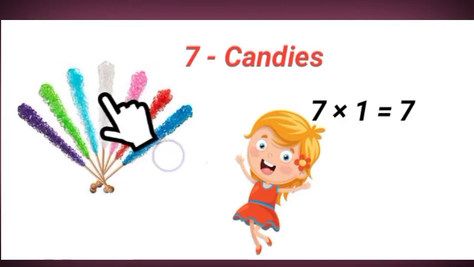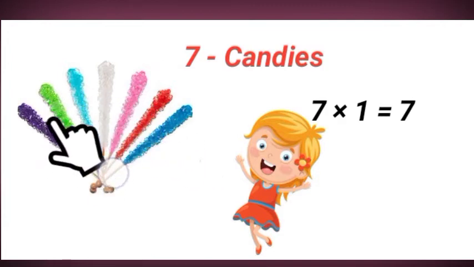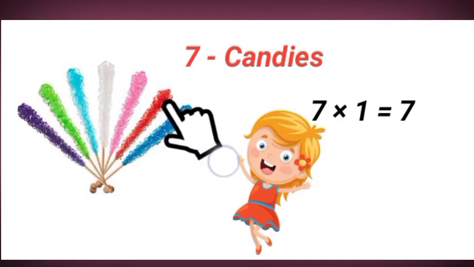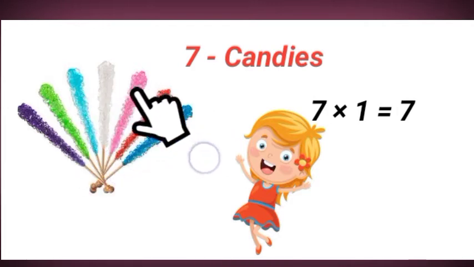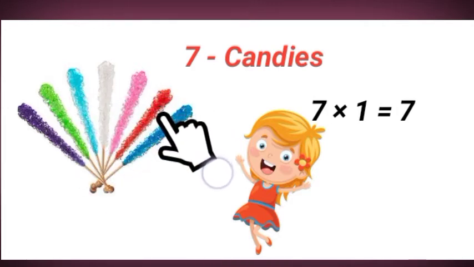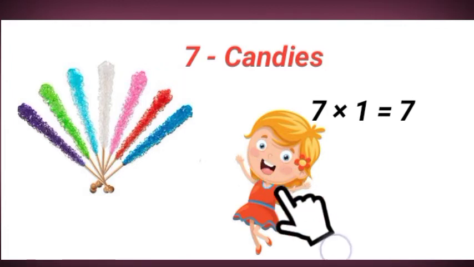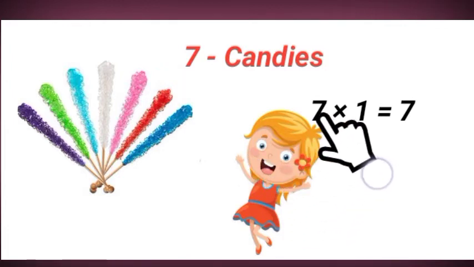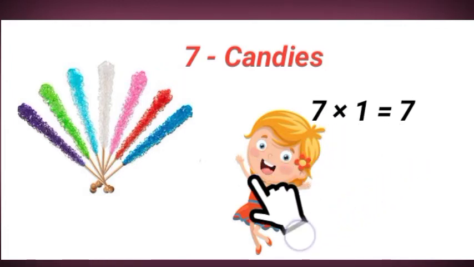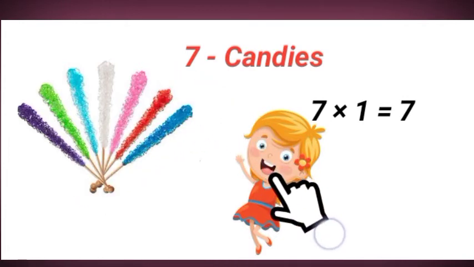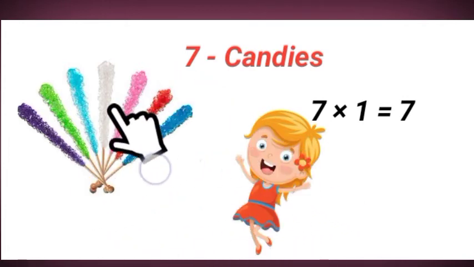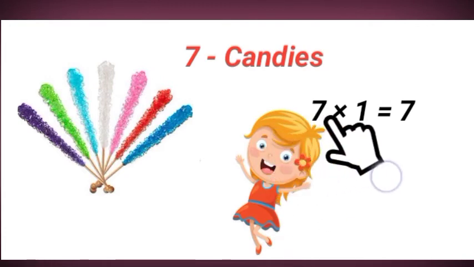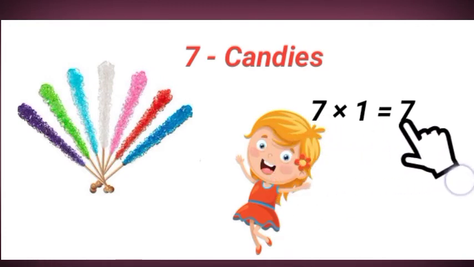Now I have 7 candies. 1, 2, 3, 4, 5, 6, 7. 7 candies are there. Now I want to share with some children. If I have one child, I can give everything to the same child. So that one child will get all the 7 candies. So 7 into 1. 7 ones are 7.